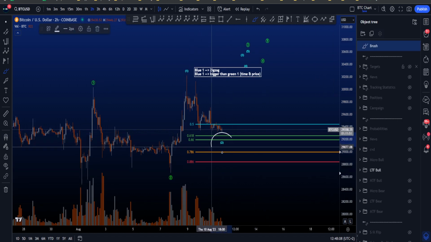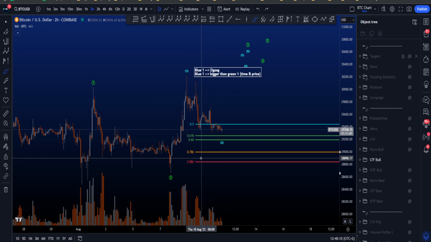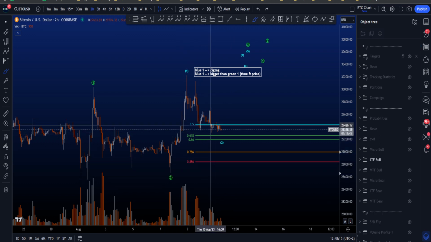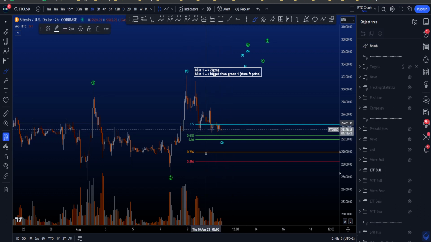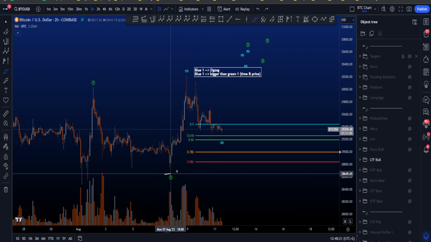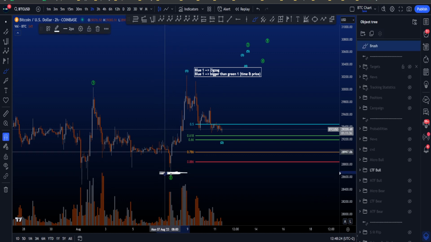Nonetheless, if we are looking for a wave 2, then the most common target for a wave 2 is between the 0.5 and the 0.786. The 0.5 has already been passed and the 0.786 is sitting at 29k. The invalidation for this scenario is price taking this low over here.